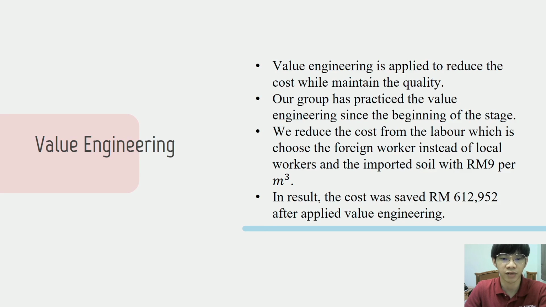Lastly, we have to apply value engineering to our cost calculation. Value engineering is applied to reduce the cost while maintaining the quality. Our project has practiced value engineering since the beginning stage. We reduced the cost from labor, by choosing foreign workers instead of local workers, and from imported soil at 9 ringgit Malaysia per meter cube. As a result, the cost saved was around 600,000 after applying value engineering.